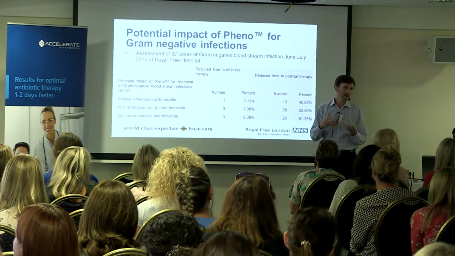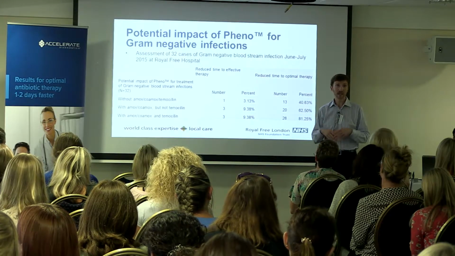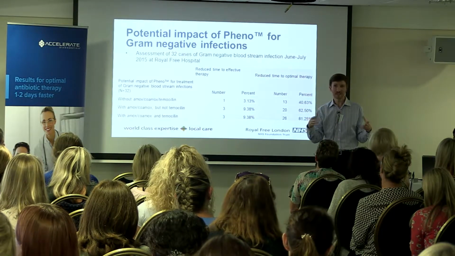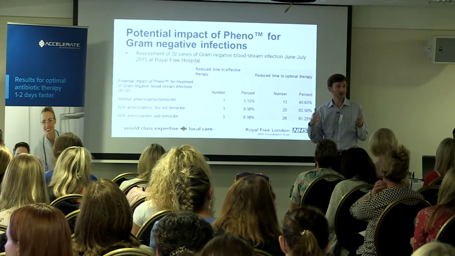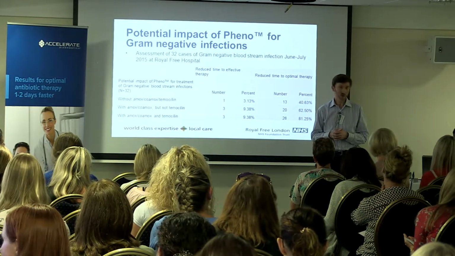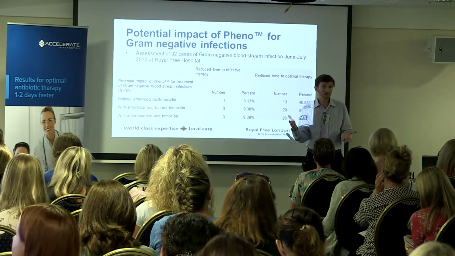So we start patients on co-amoxiclav or Tazocin, often with gentamicin or amikacin. So we start broad spectrum, as we're told, to start smart. And almost always that covers the pathogen. So it's almost always effective empirical therapy. So there's little scope for something like the Pheno to add to that effectiveness.